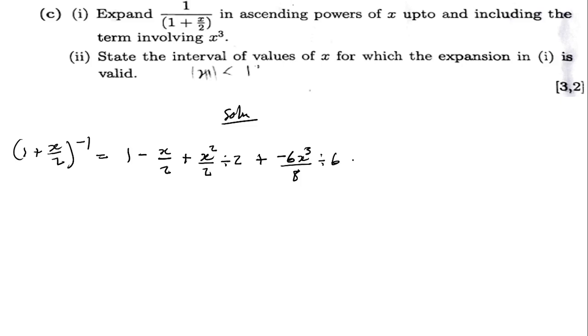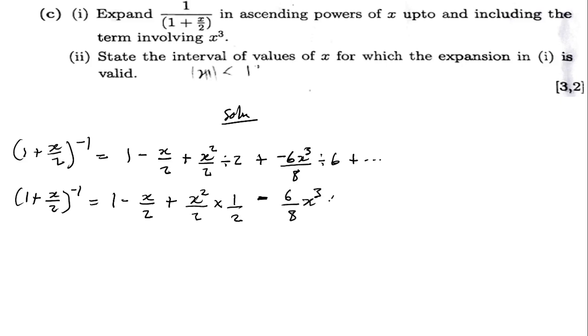So now I have 1 plus x over 2 to the power negative 1, which should be equal to 1 minus x over 2, and this is the same as plus x squared over 2 times 1 over 2, and then this will be minus there because of that negative. Then I'll say 6 over 8x cubed times 1 over 6. Then I'll say plus, like that.